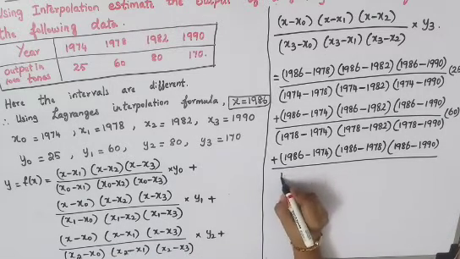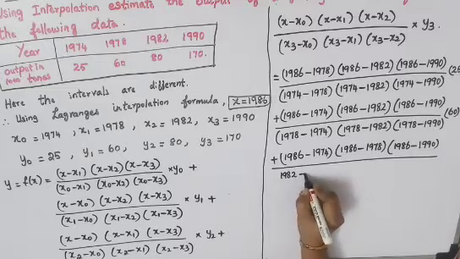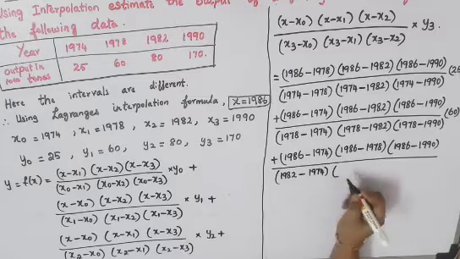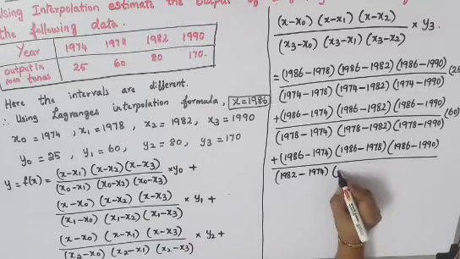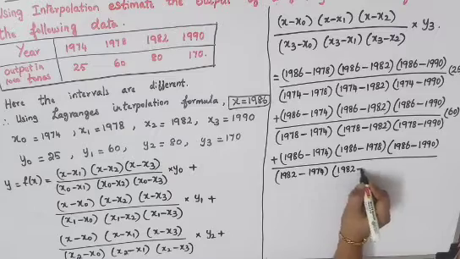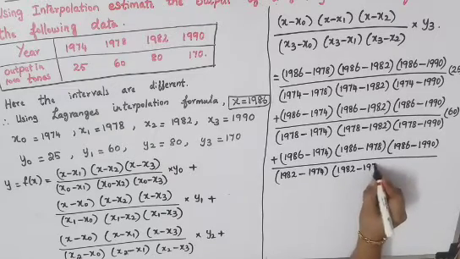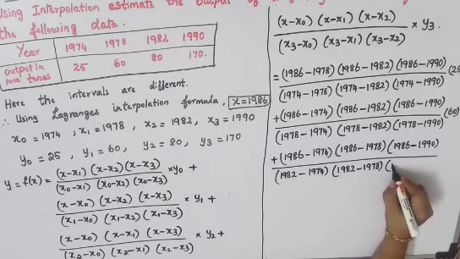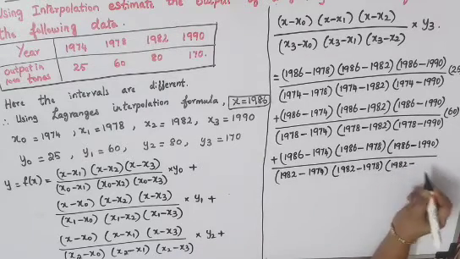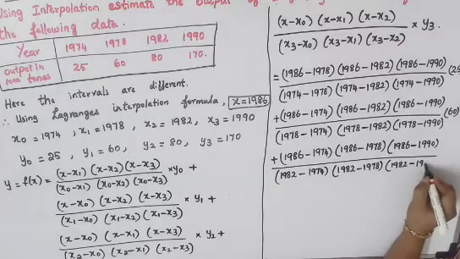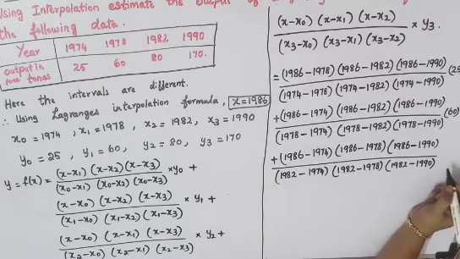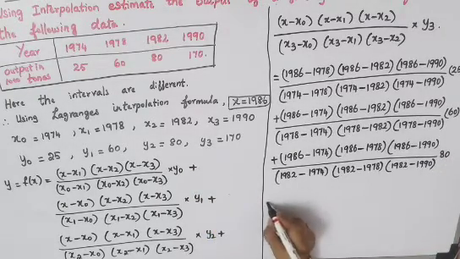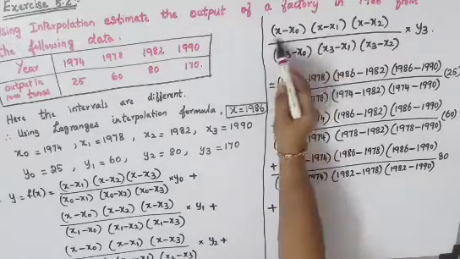So x2 is 1982 minus x0 is 1974 into x2 minus x1. So x2 is 1982 minus x1 is 1978. Then x2 minus x3. So x2 is 1982 minus x3 is 1990 into your y2. y2 is 80. So 80 plus your fourth line x minus x0.